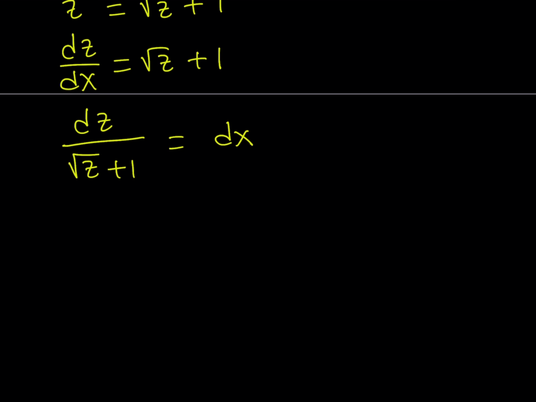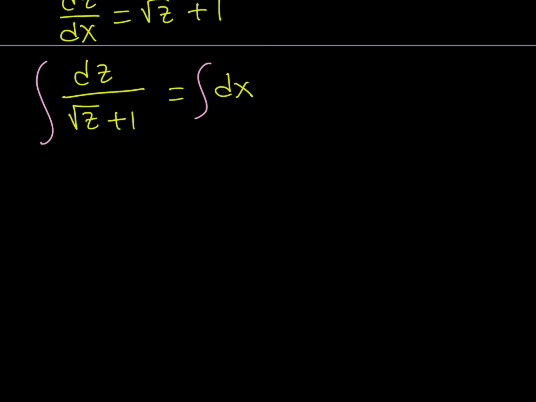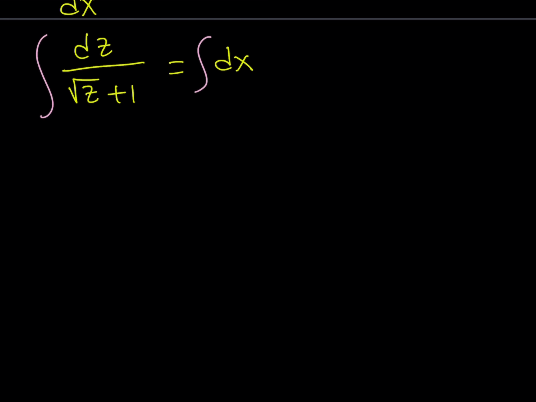Now, we're going to integrate both sides with respect to x, and everything is basically a function of x. The integral of dx is fairly easy. But what about the integral of dz over square root of z plus 1? How do you integrate that, right? So in order to be able to integrate that, we're going to use substitution again. So let's go ahead and call this u.